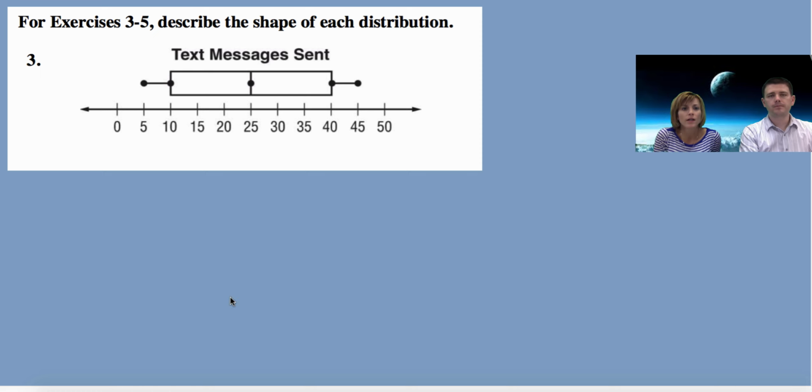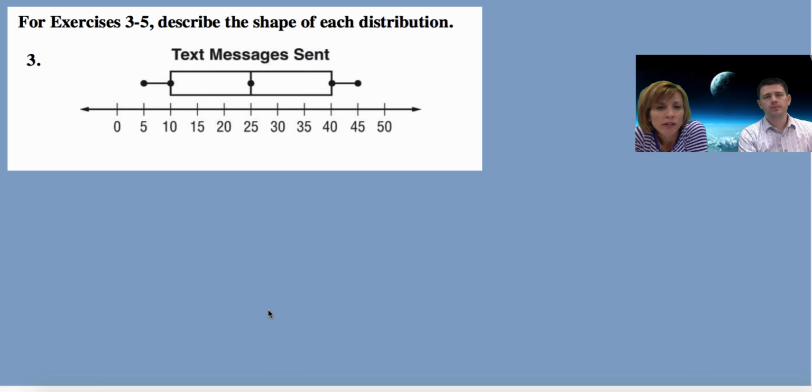All right, for example number 3, we are looking at another box plot. This time we're on text messages sent. You can start off your sentence with: the text messages sent range from 5 messages to 45 messages. You could say your median, that's our middle number, is at 25. Your first quartile is at 10, and your third quartile is at 40. This gives you an interquartile range of 30.